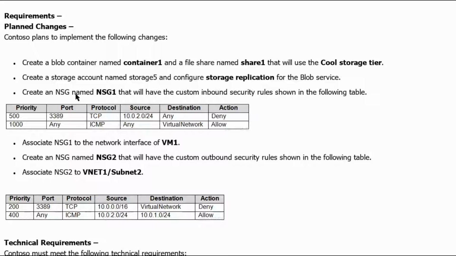Create a network security group named NSG1 that will have the custom inbound security rules shown in the following table. Associate NSG1 to the network interface of virtual machine 1. Create an NSG named NSG2 that will have the custom outbound security rules shown in the following table. Associate NSG2 to VNet1 and Subnet 2.